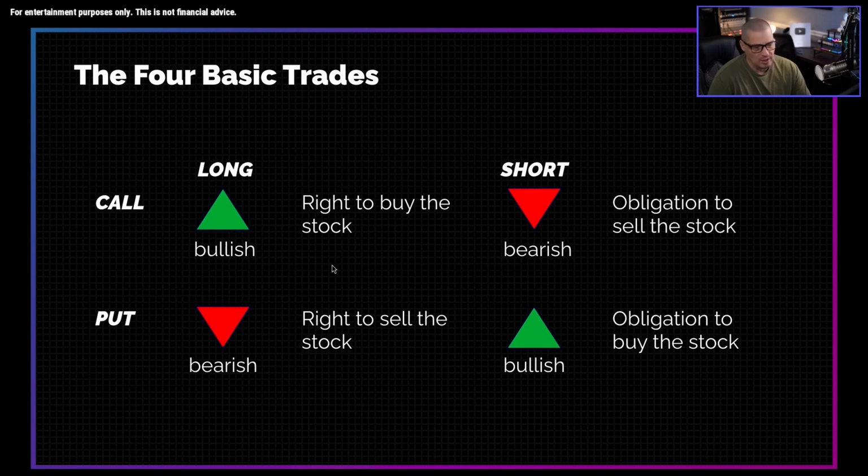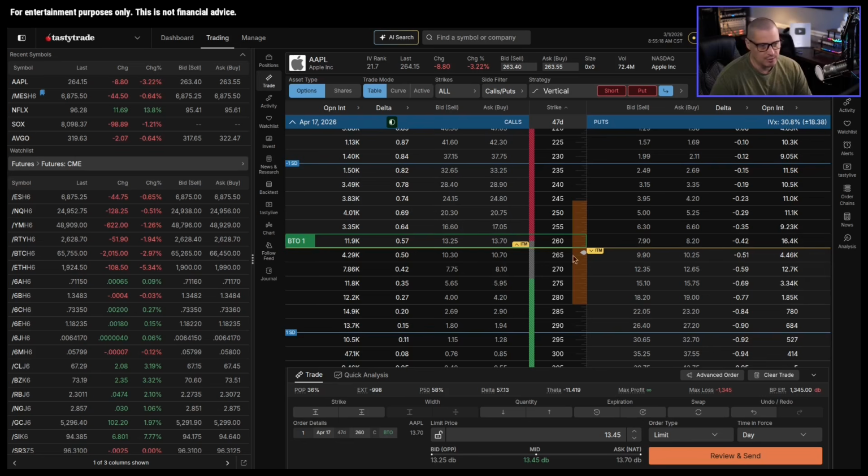So the long call. If you buy a call, you have the right to buy the stock at the strike price of that call. You have the right to buy that stock at that price up until the option's expiration date. Now, if you're short the call, meaning you sold a call to somebody that's long the call, you have the obligation to sell the stock. But typically you don't exercise early.